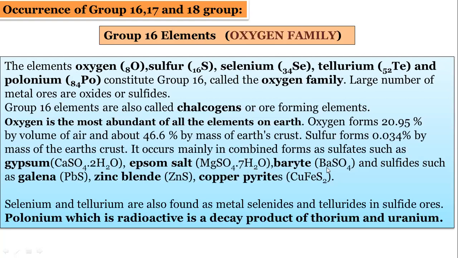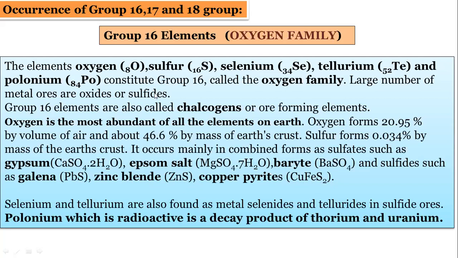The barite is a barium sulfate. And the sulfides such as galena, this is a lead ore, PbS, Pb, plumbum. So galena can be asked for the exam. What is this galena? Galena is the ore of lead. Then zinc blende, this is the ore of zinc. Copper pyrites, this is the ore of copper, CuFeS2.